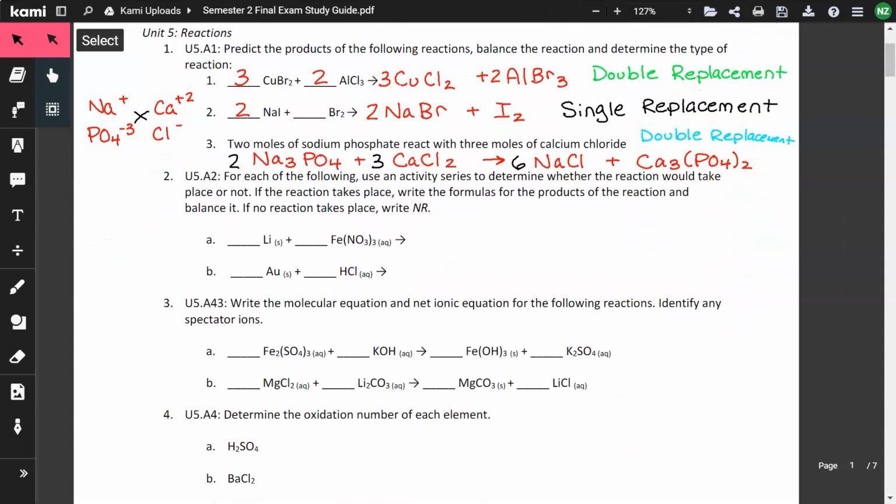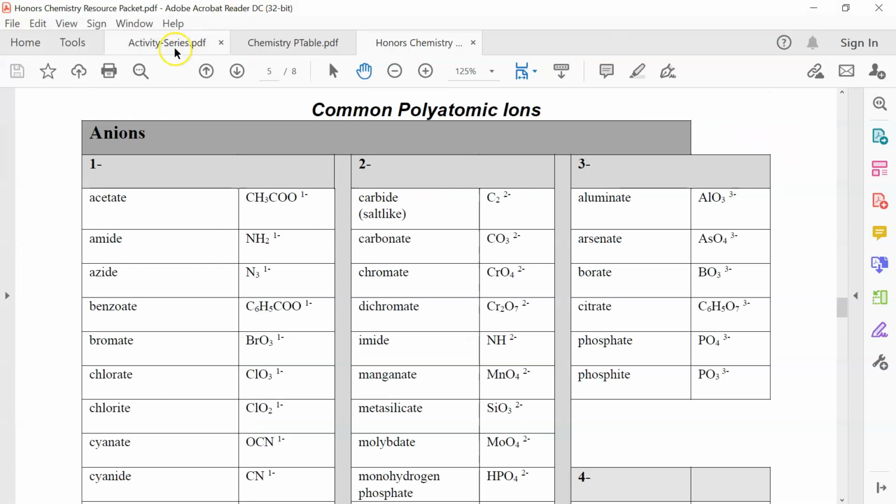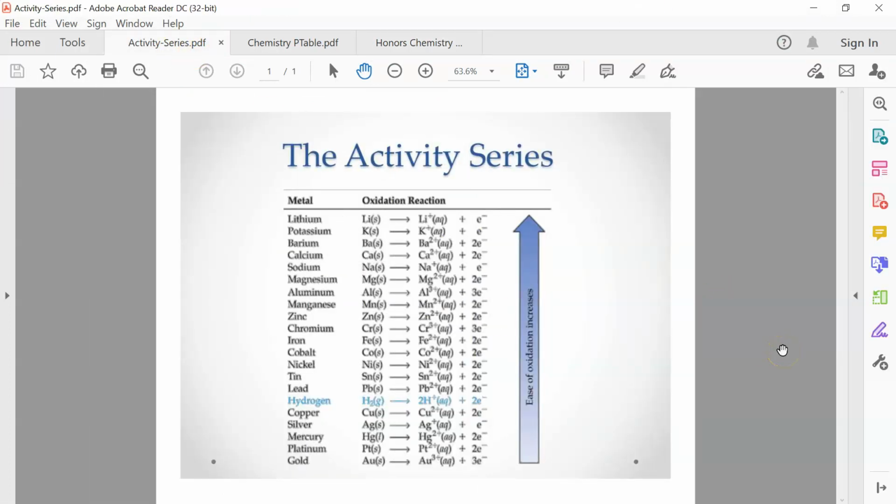All right, moving down to number 2. For each of the following, use an activity series to determine whether the reaction would take place or not. If the reaction takes place, write the formulas for the products of the reaction and balance it. If no reaction takes place, write NR. All right, so activity series. I just so happen to have some right here. Okay, I think this is actually the one that we used in class. So here's an activity series.